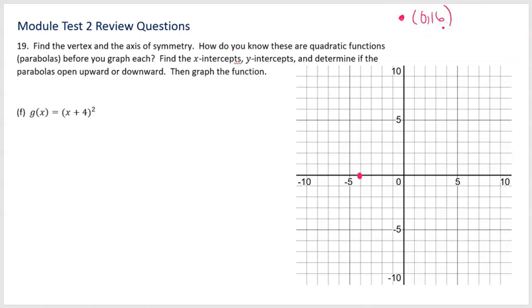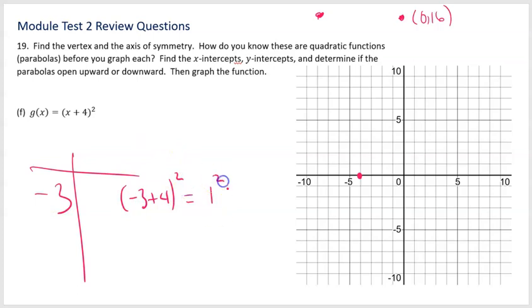Now we said this opens upward. One thing we know is that 4 to the right of our vertex, it's up at 16. So 4 to the left, it's also up at 16 because it's symmetric. But you could also plot a point, like if you wanted to, you could plug in negative 3 and see what you get. Negative 3 plus 4 squared would be 1 squared, which is 1. So (-3, 1) would be on the graph, which also means (-5, 1) is on the graph.